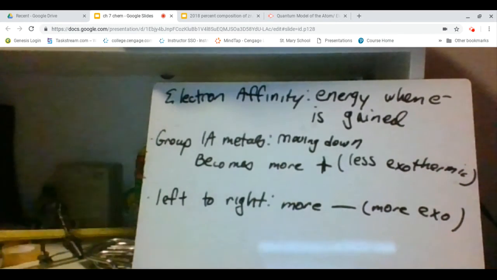So group 1A metals, as you move down the periodic table, the electron affinity becomes more positive and less exothermic. So it actually gains less energy. However, moving left to right, it becomes more negative and more exothermic. That's that.